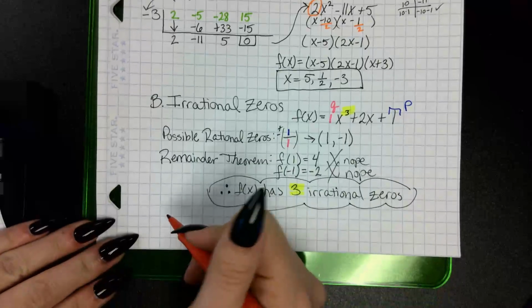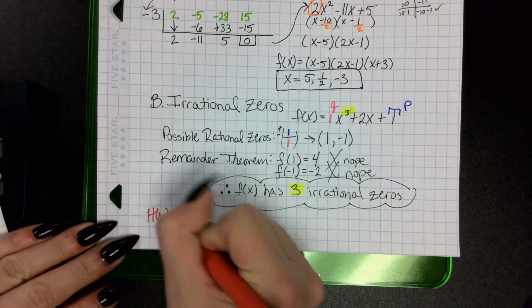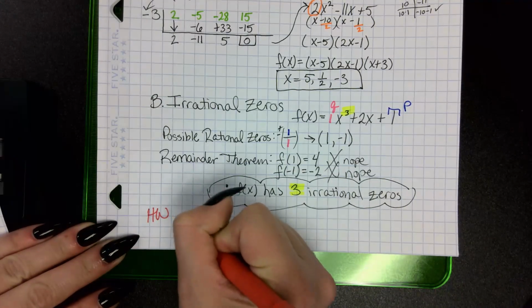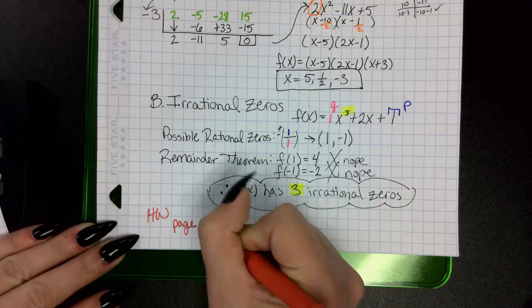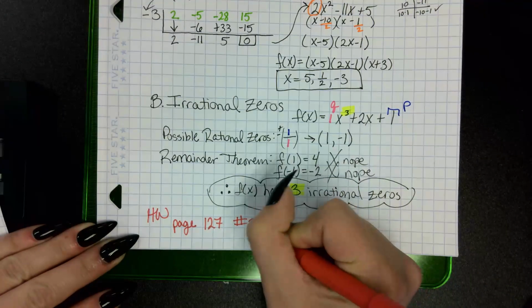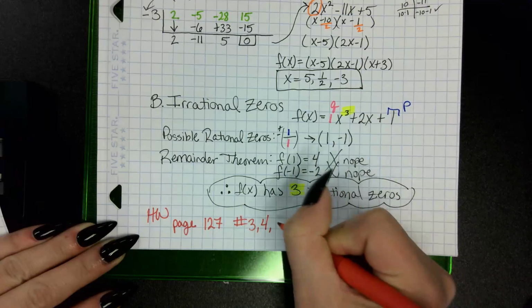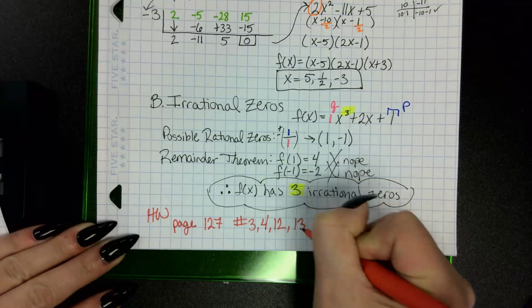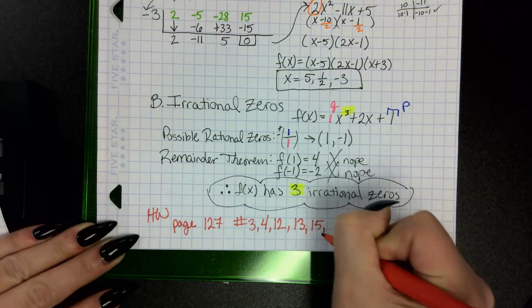All right, so your assignment is on page 127. Do numbers 3, 4, 12, 13, 15, and 65.